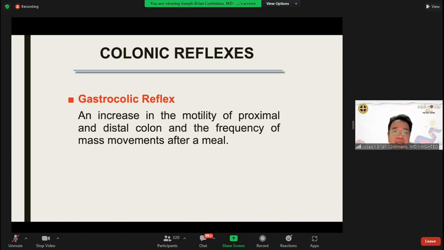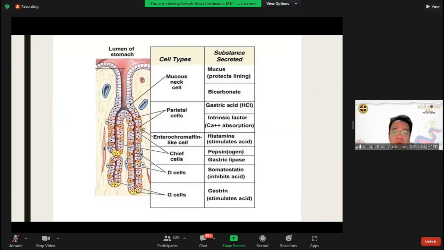So magiging busy yung tiyan natin. Okay, so ito naman, napaka-common na question, stomach cells. So stomach cell, mucous neck cell. So here, of course, yung neck cell natin, the substances primarily being produced is your mucus that protects the lining, as well as the bicarbonate that also counteracts the acid action in your stomach.